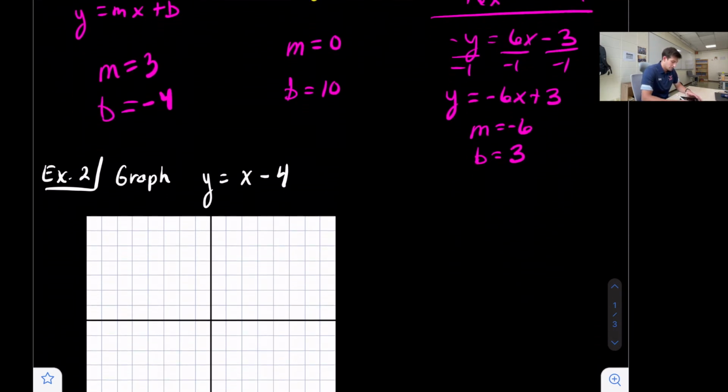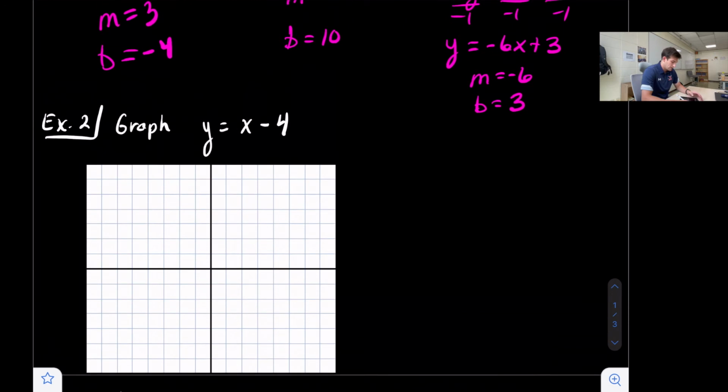All right, example 2, we're actually going to graph. So we're going to graph y equals x minus 4. So what I always say to graph these is begin with b and then move with m, okay? So y equals mx plus b, we're going to begin with b. Well, b is -4, so 1, 2, 3, 4. So we're going to go down 4 units, and that's our y-intercept. And our slope is m. Well, if you notice here, there is no m, so if that's the case, m is 1.